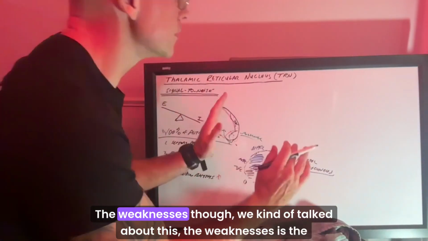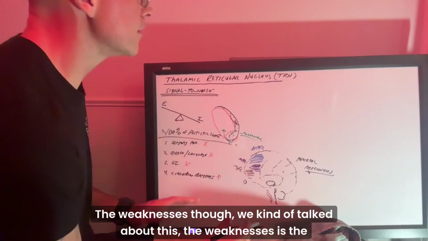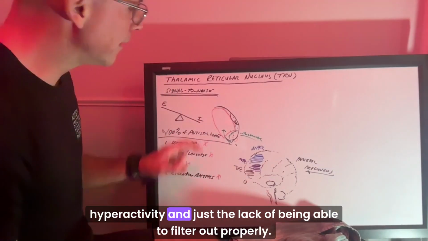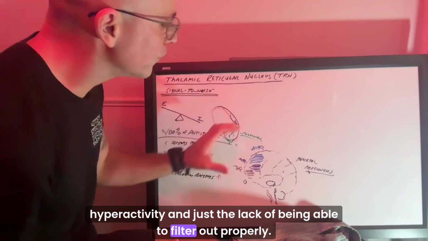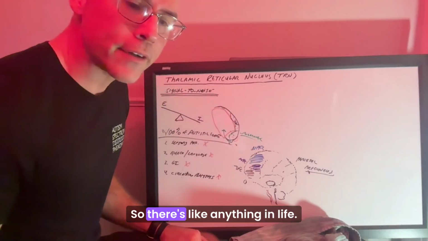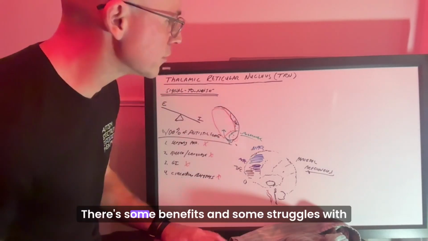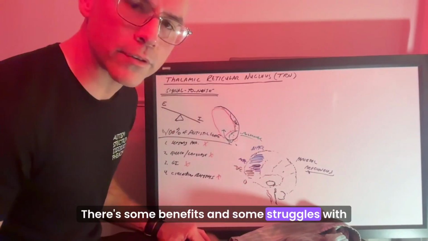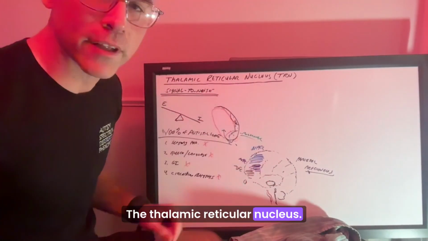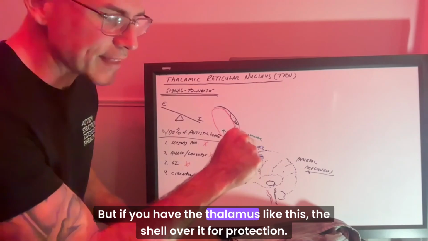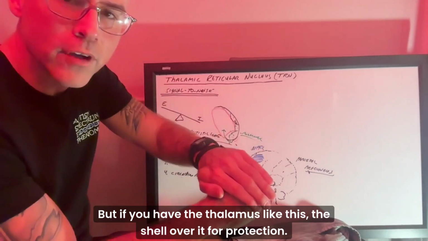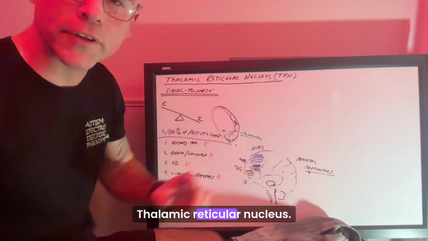The weaknesses, though, we kind of talked about this. The weaknesses are the hyperactivity and just the lack of being able to filter out properly. So like anything in life, there are some benefits and some struggles with the thalamic reticular nucleus. But if you have the thalamus like this, the shell over it for protection, thalamic reticular nucleus.